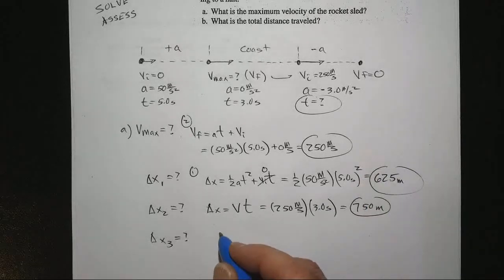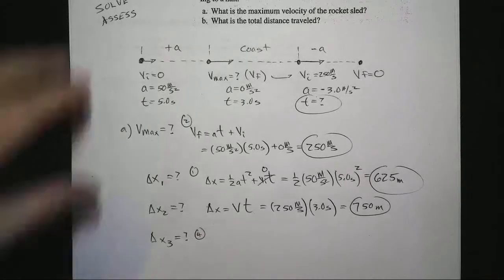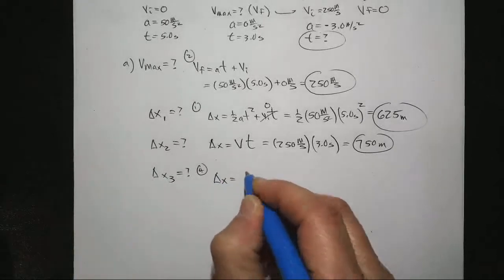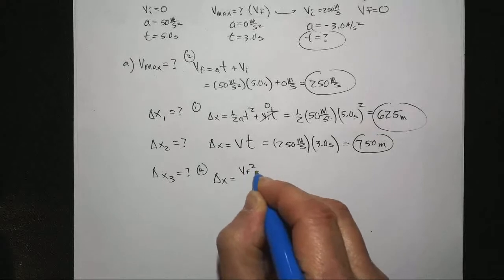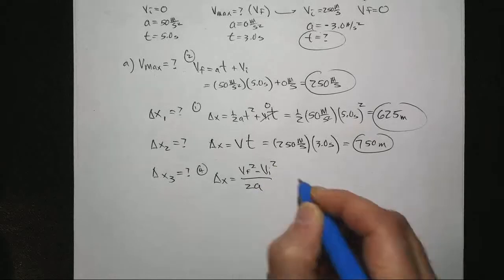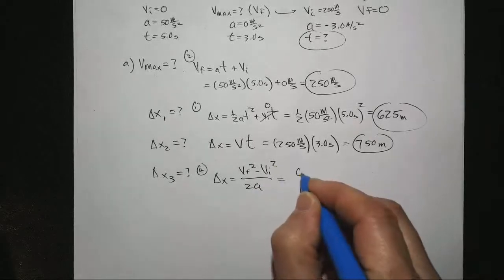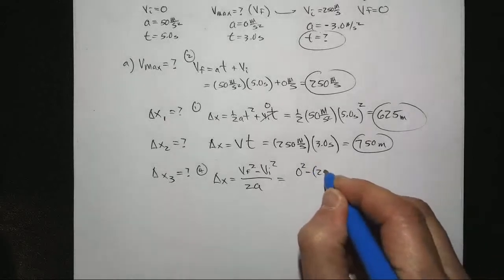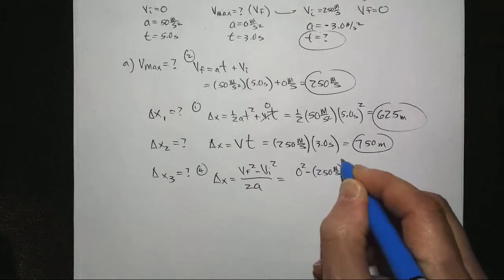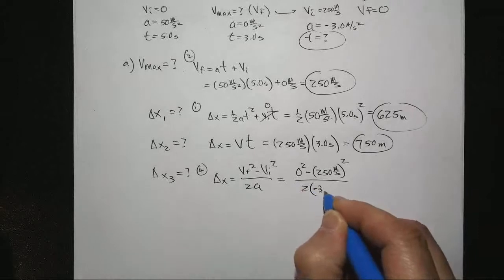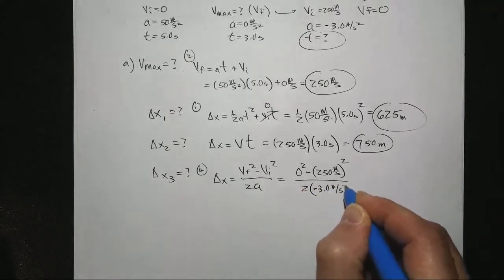Okay, so equation 4, everyone, solve for delta x. Equation 4, scoot this up so you can see what I'm doing. Equation 4 basically is delta x equals the final velocity squared minus the initial velocity squared over twice the acceleration, over 2a. Putting in the numbers, we know this is going to be 0 squared. The final, we come to a halt, that's 0. Minus 250 meters per second, but that has to be squared, over 2 times the acceleration, which is a negative 3.0 meters per second squared.